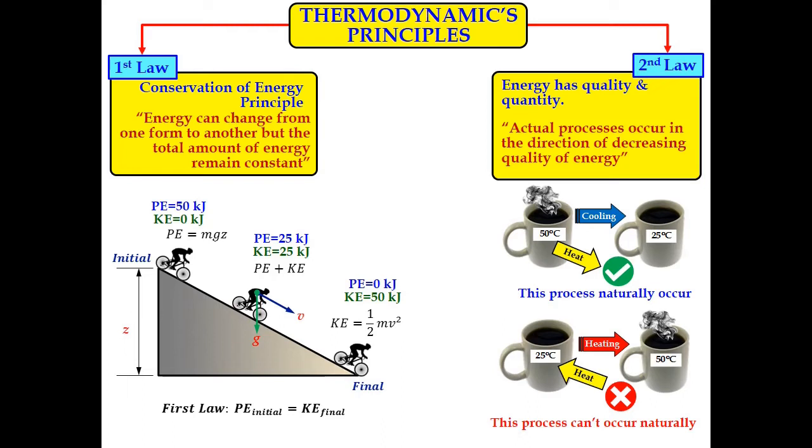For the first case, where we have the reduction of the temperature, it naturally refers to the decreasing quality of energy. However, the second case, where we have the increase of temperature, is impossible. The second case refers to a direction of increasing the quality of energy, so this will not happen if we refer to the second law of thermodynamics.